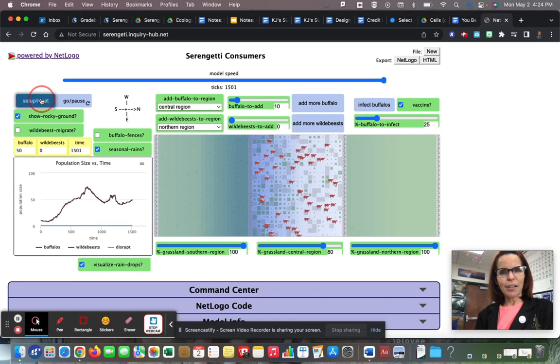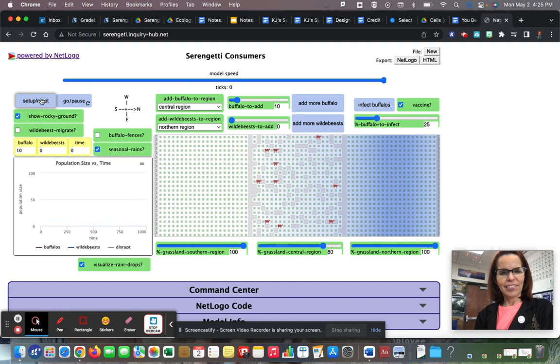Give it a second to catch up to me. There's always a little delay while its mind thinks. Come on, computer, you can do it. There we go. I'm going to go ahead and hit go, and let's see if we get them going.